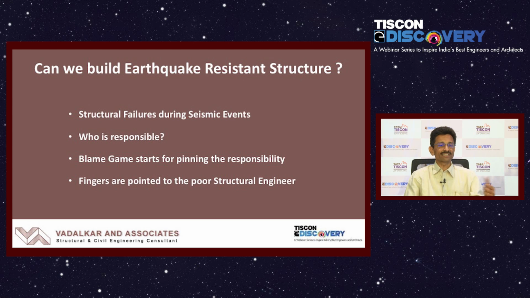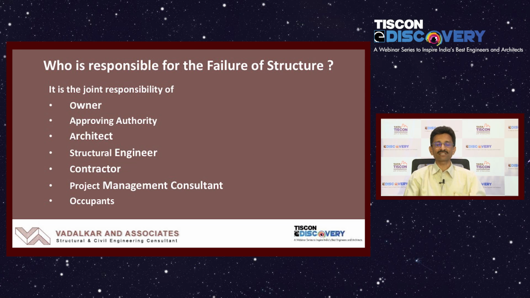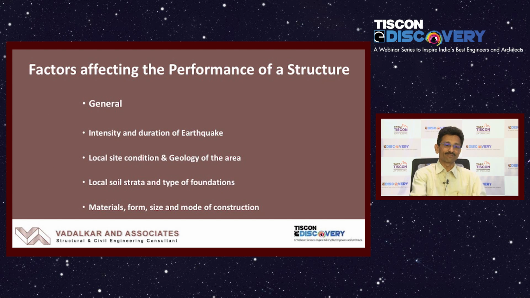So when I ask myself who is really responsible for the failure of a structure, I feel it is a joint responsibility of everyone, right from the owner, the approving authorities, the architects, the structural engineer, the contractors who actually execute the project and build the structures, then the project management consultant who monitors the progress at site, and finally the occupants. All these are responsible and play a key role in the performance of the structure. We will see step by step how the performance of the structure is affected by these various factors.